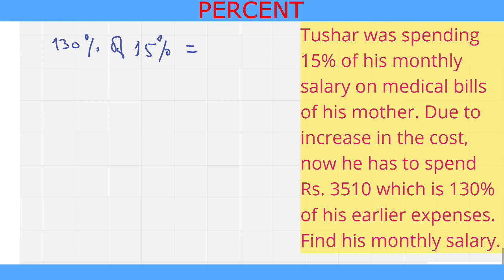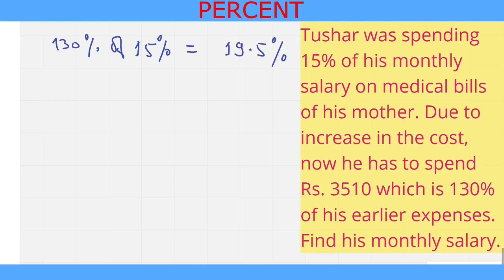130% is 30% more than 100%. So first we calculate the 30% of 15. 15 times 3 is 45, that is 4.5. So 4.5% is 30% and 100% is 15%. So 15 plus 4.5 will be 130%. 15 plus 4.5 equal to 19.5%.